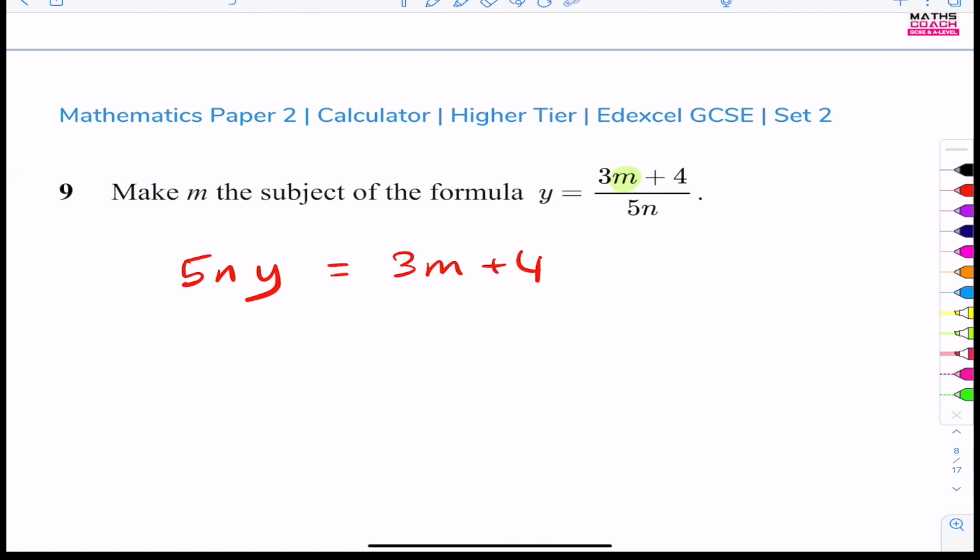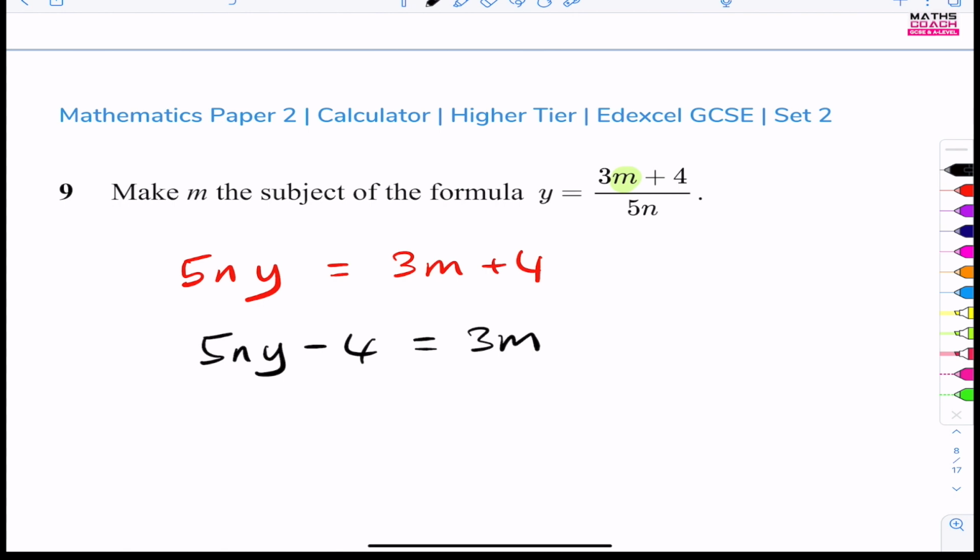Now, I need to get rid of this 4 first. A lot of students start looking at the 3. Don't look at the 3 yet. Get rid of the 4 by taking it away on the other side because it's a positive there. So that gives us 5ny minus 4 is equal to 3m.